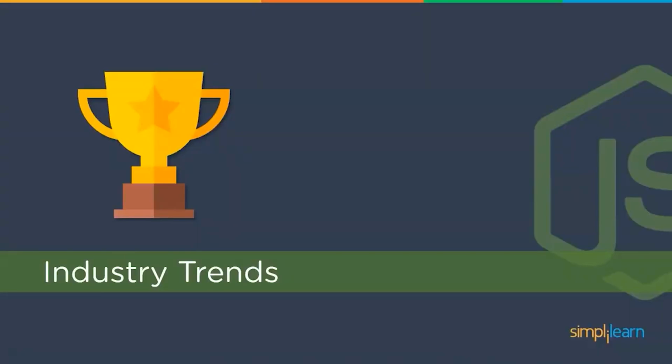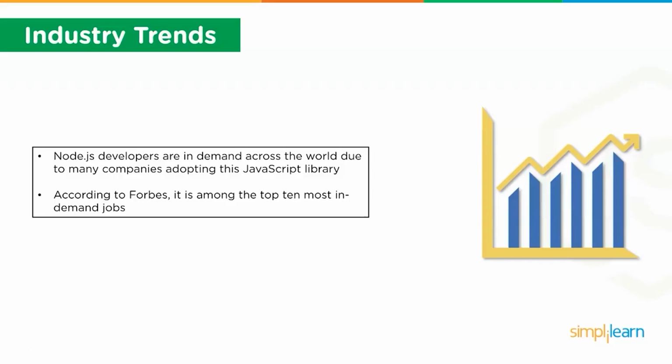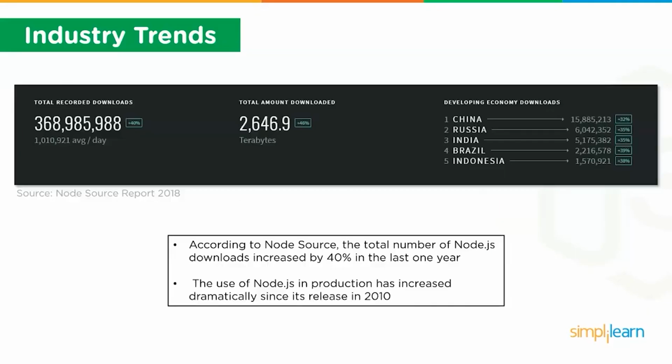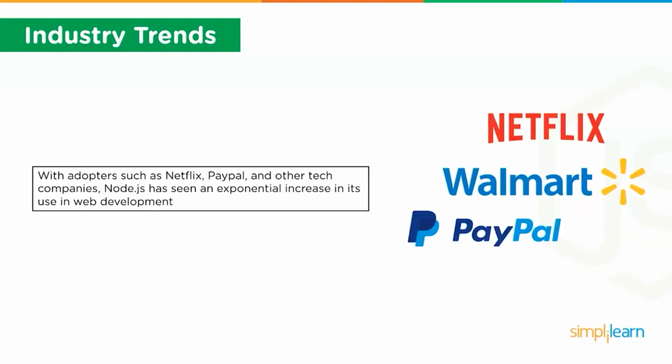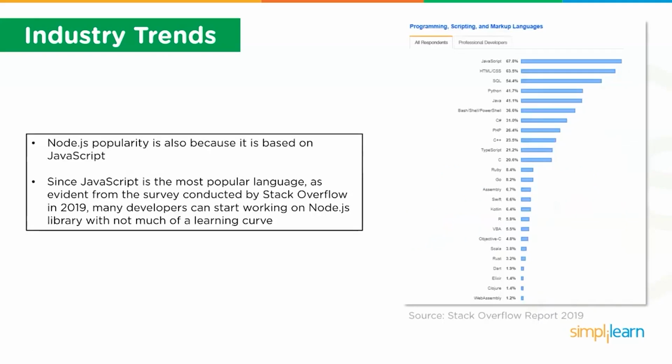Moving on to the last topic of this session, industry trends. Now, Node.js developers are in demand across the globe since many companies are adopting JavaScript libraries. According to Forbes, it is one of the top 10 most in-demand jobs. According to NodeSource, the total number of Node.js downloads increased by 40% in the last 1 year. The use of Node.js in production has increased dramatically since its release in 2010. With early adopters such as LinkedIn, PayPal, and Netflix, among others, Node.js has seen an exponential increase in its use in web development. The popularity of Node.js is also accounted to JavaScript.